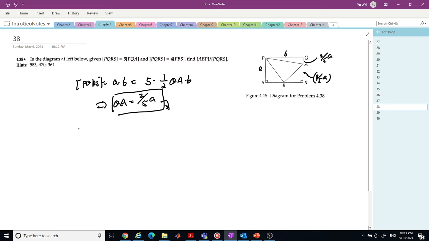Now similarly, the area of PQRS is equal to AB over 4 times PBS, which is half of SB times A. Then we can see SB is half of B. It's B over 2.